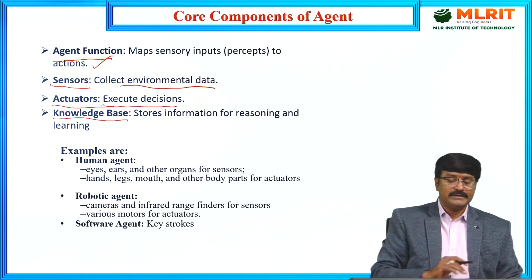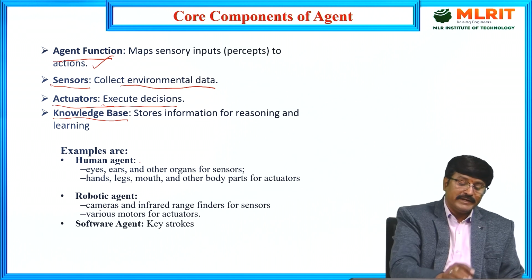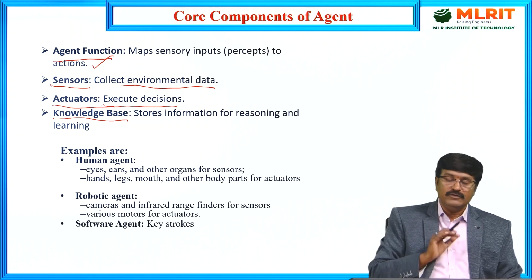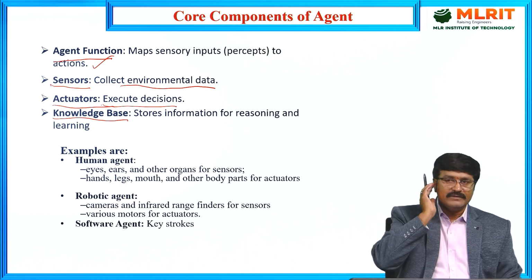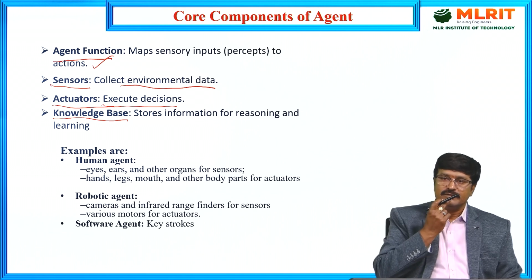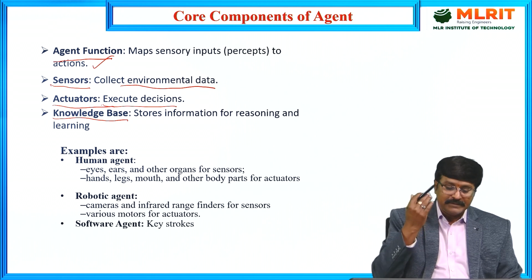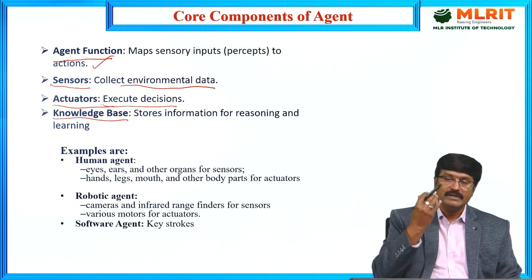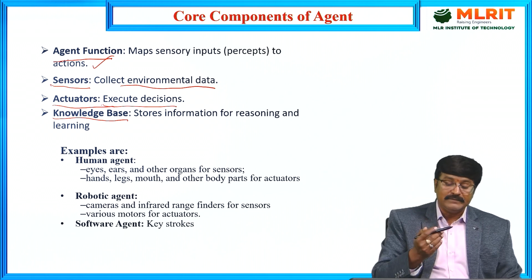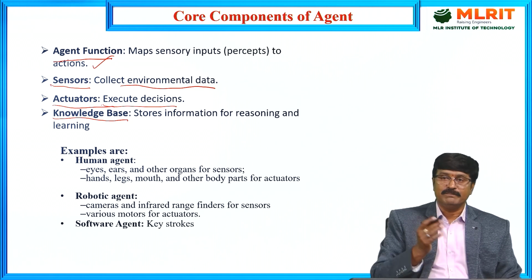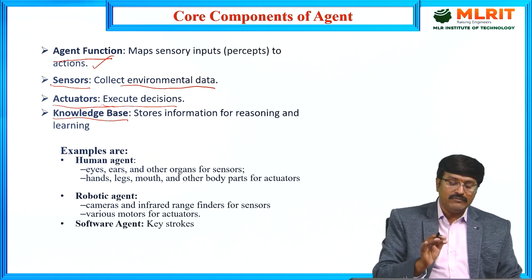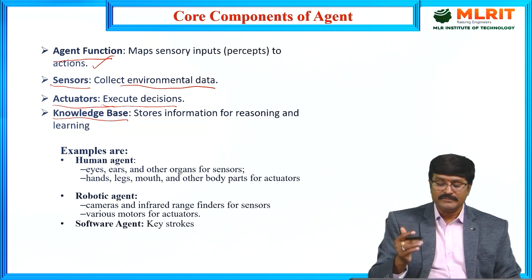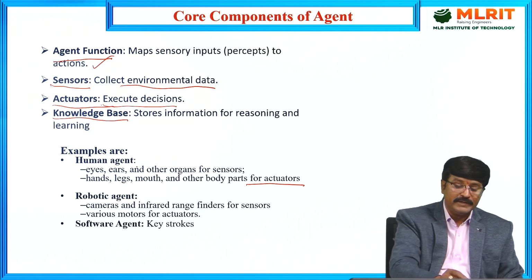What are some examples? First, the human agent. We observe things through our eyes, ears, and nose, and other organs we use for sensing. Through the eyes we get visual information, and through the ears we listen. We sense our environment this way. Our hands, legs, mouth, and other body parts are the actuators. This is the human agent.